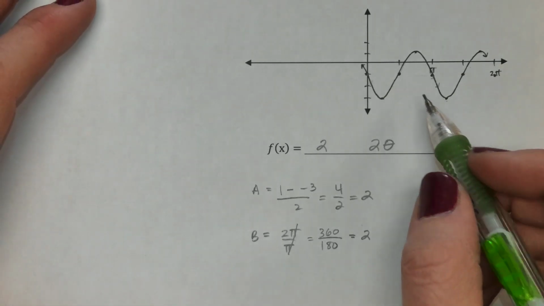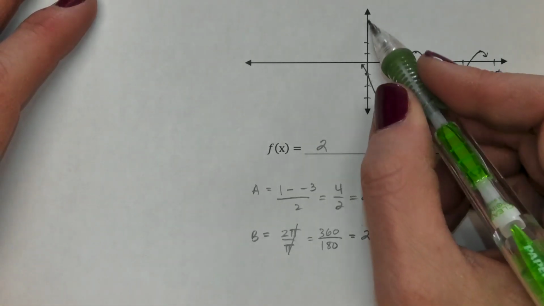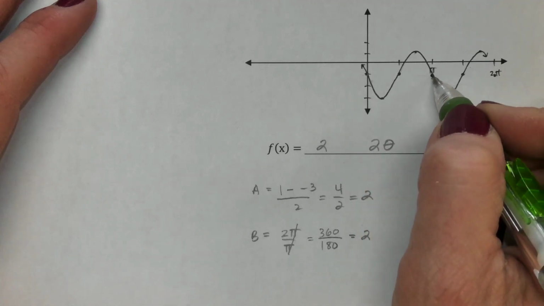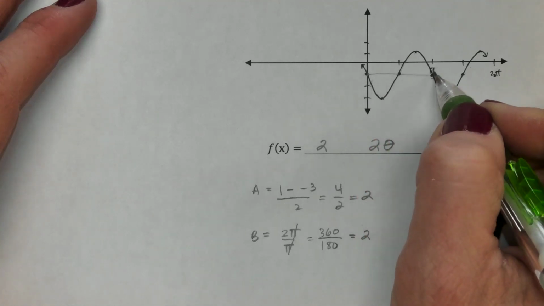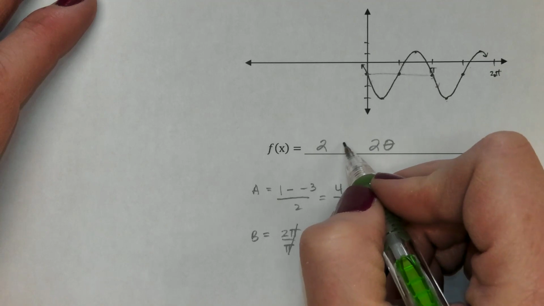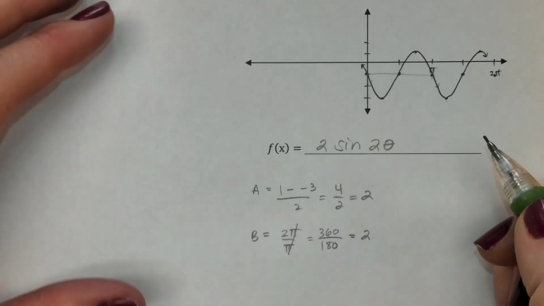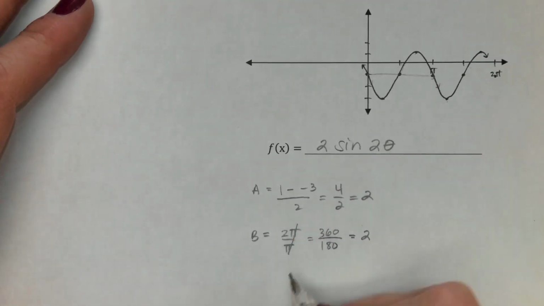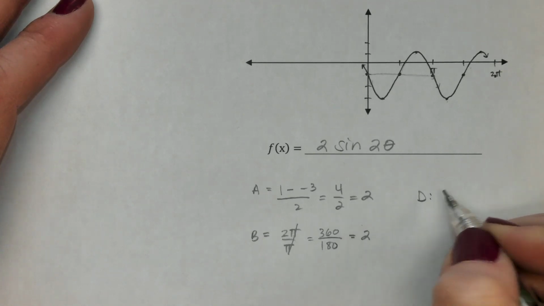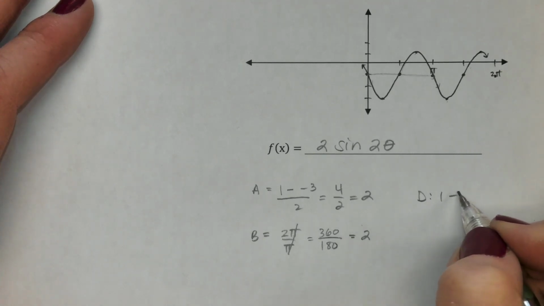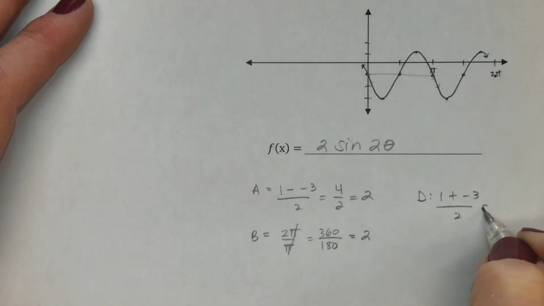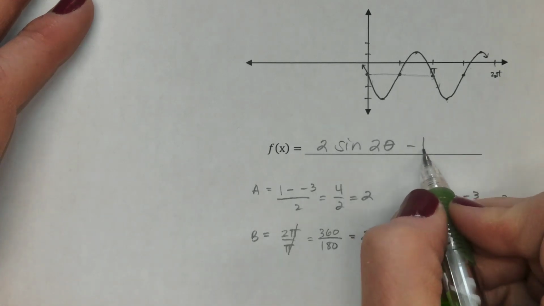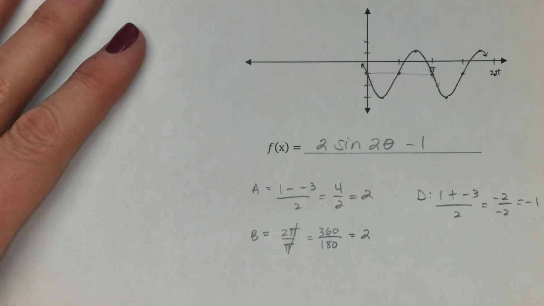This function fits a sine better. On the y-axis, you are going through your halfway point, not a high or a low. So this fits sine better. And the last one we have to do is d. So our high was 1, our low is -3, which would be -2 over 2, for -1. So we have a downshift of -1.